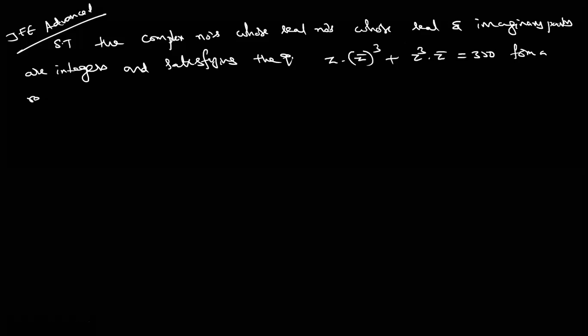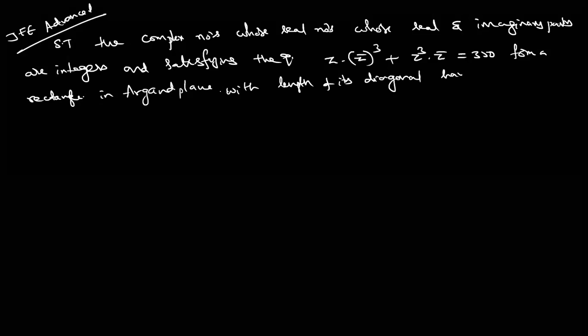form a rectangle in the Argand plane with a length of its diagonal having an integral unit. Anyone tell me? So form a rectangle means what is the length of the width, I mean breadth and length? What is the area of the rectangle? So you can convert like this one. Anyone?